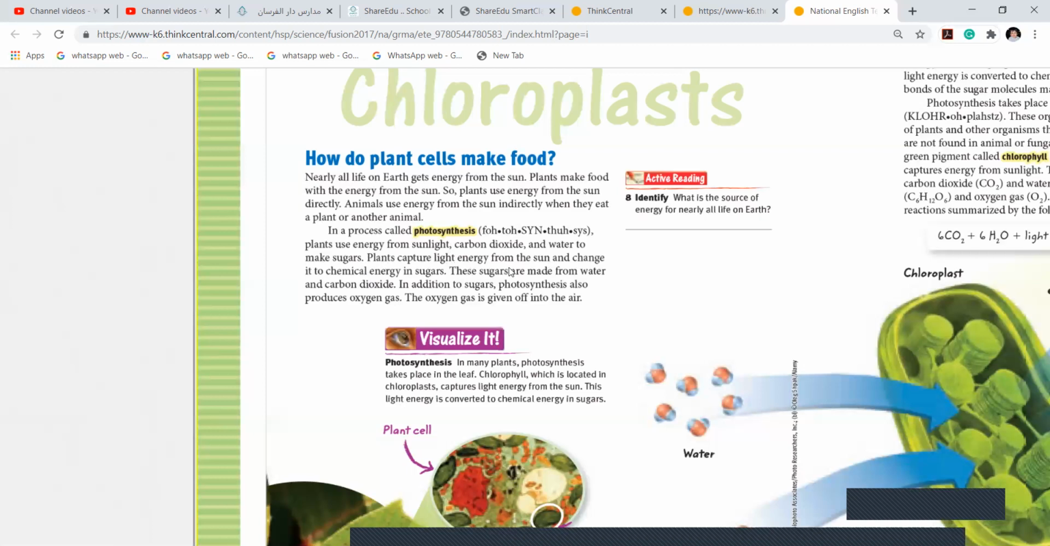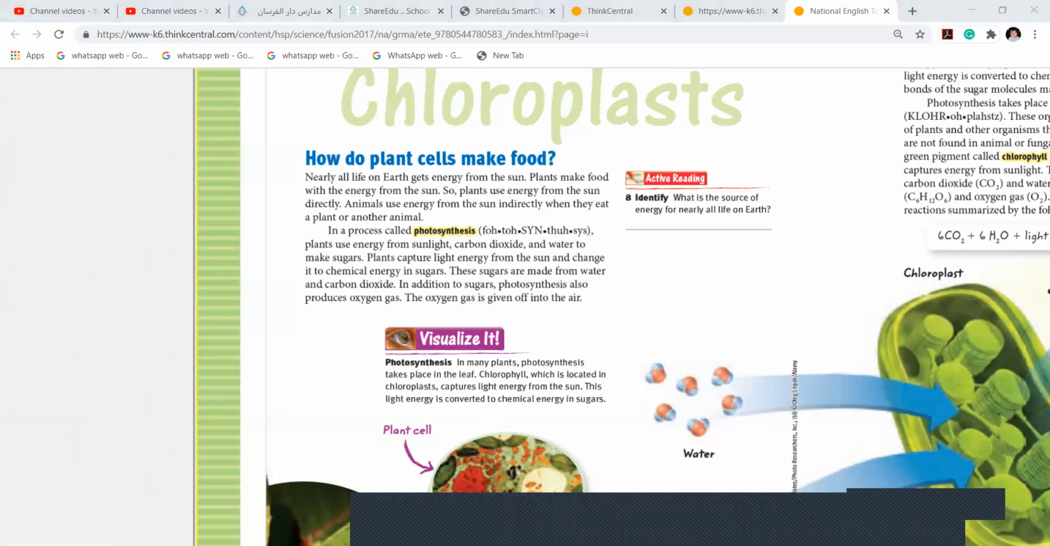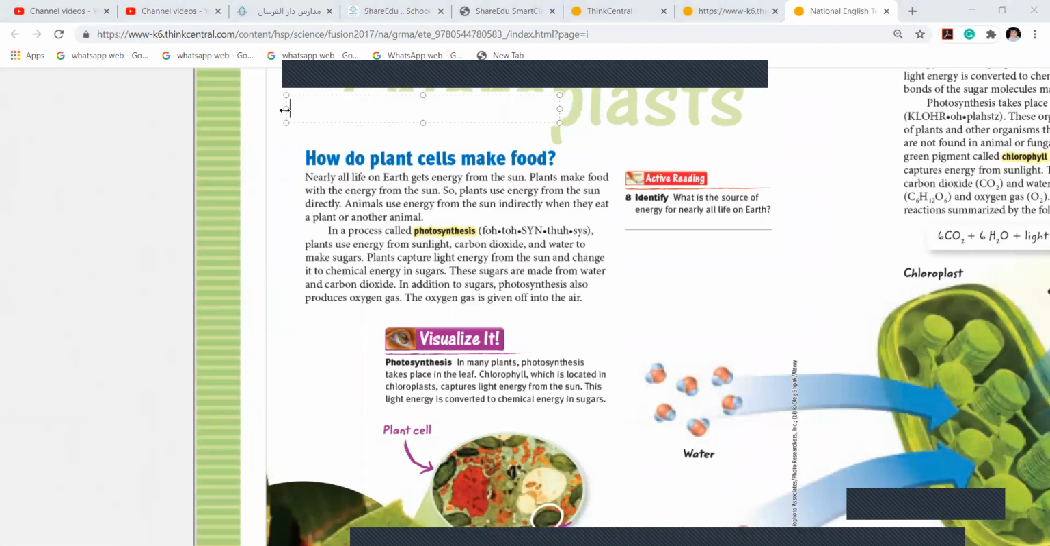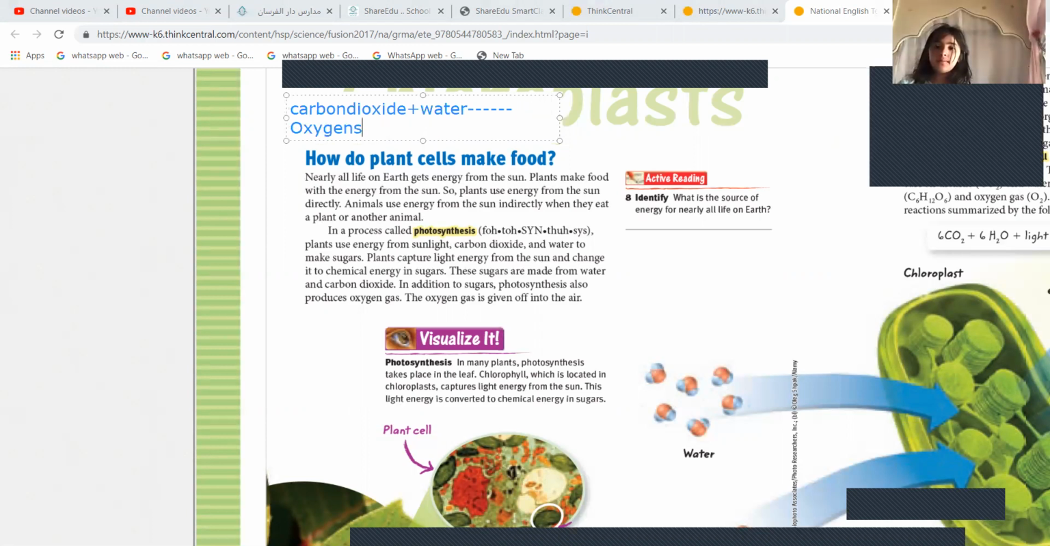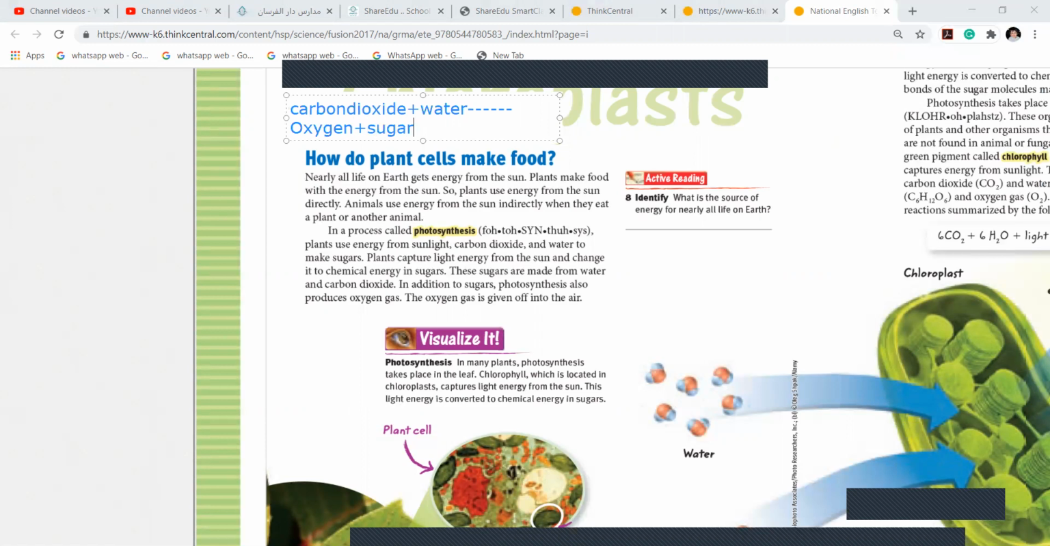Plants capture light energy from the sun. I told you, plants take light from the sun and change it into chemical energy in sugars. Girls, what is the equation for photosynthesis? I need you all to learn this today. Tell me, what is the equation? What do they need? They need carbon dioxide and water to make sugar and oxygen. Same thing they are saying here.